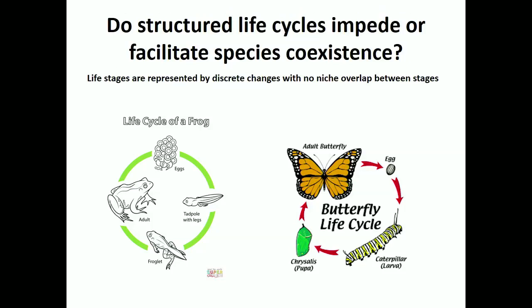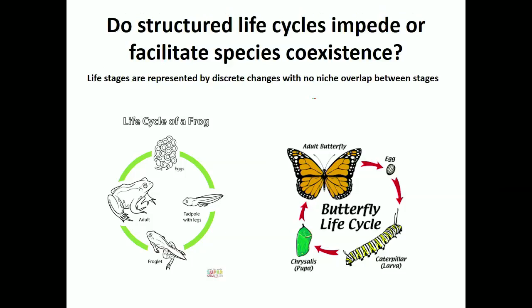A long-standing question in ecology and evolution is, do structured life cycles impede or facilitate species coexistence? And what I'm showing you pictures of here are different types of structured or complex life histories that are based off of discrete traits. So for example, with frogs, you have tadpoles, froglets, adults. And with things like butterflies, you go from chrysalises to caterpillars to adult populations.